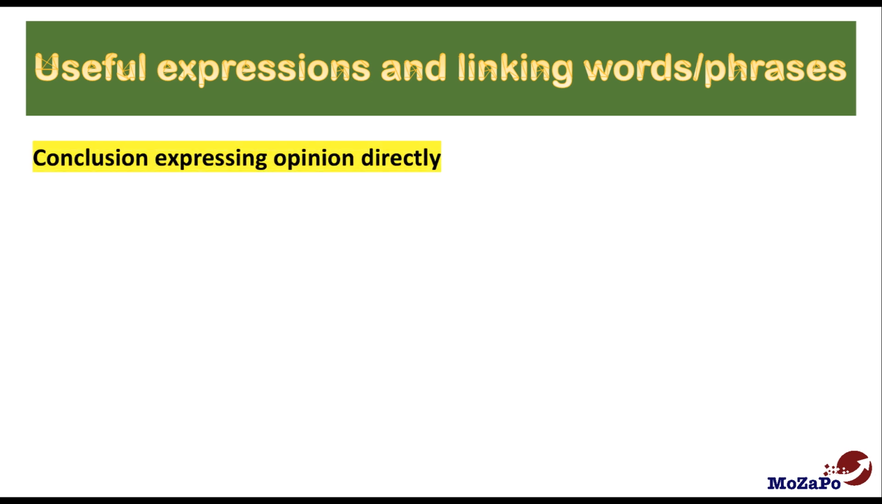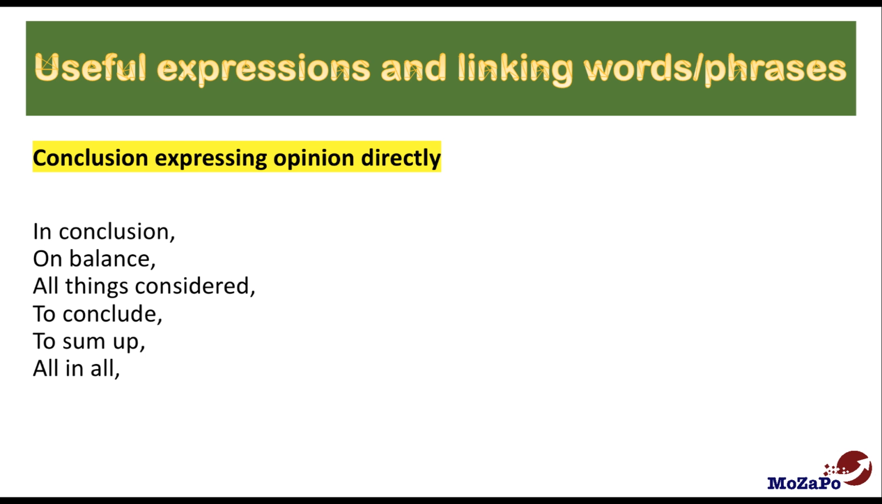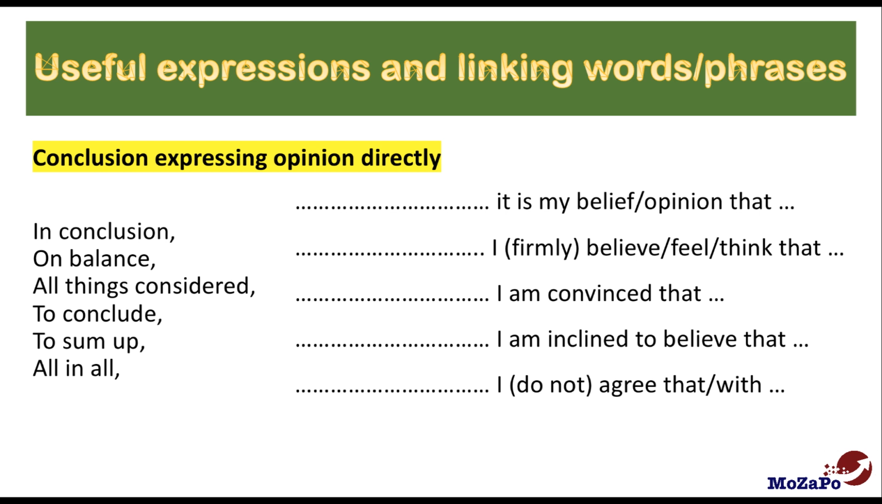And if you want to express your opinion directly, again, we can start our conclusion paragraph with those phrases. But here, we can include our opinion directly. It is my belief or opinion that, I firmly believe, I firmly feel, I think that, I'm convinced that. As you see here, we directly express our opinion. Directly, we say I, in my opinion, and so on.